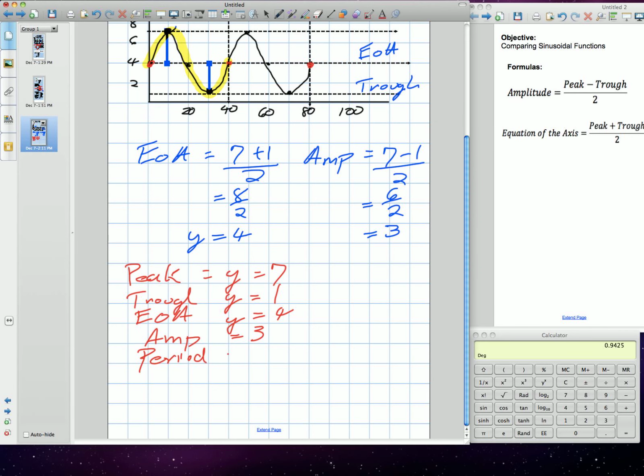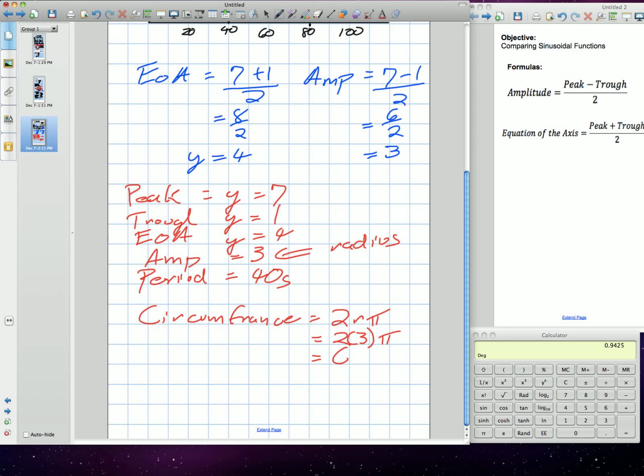Now, they want us to find the circumference of this one also. Circumference of this, we're going to use our 2 pi r. We know that the radius is actually equal to the amplitude. So we have 2 times 3 times pi, which will give us 6 pi. And when we solve that, 6 times pi, 18.8 meters is the circumference of this.